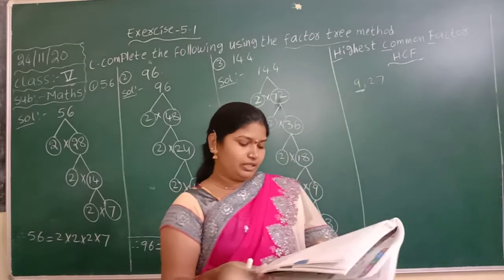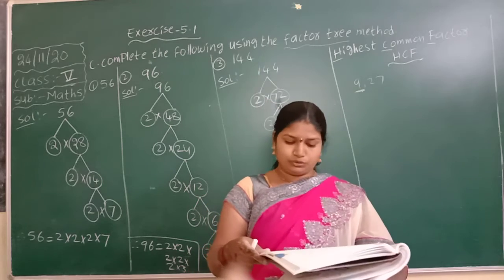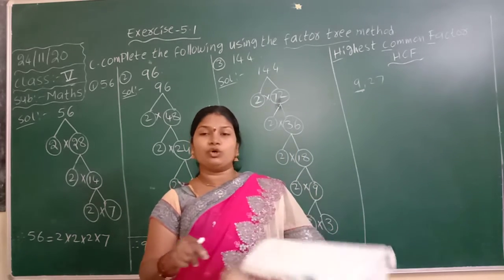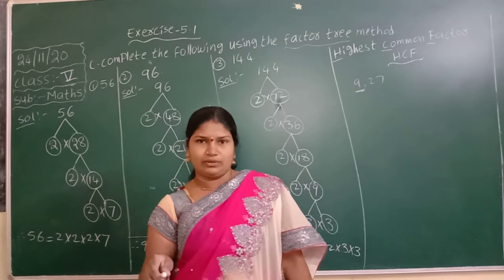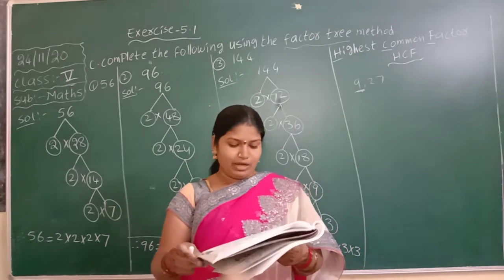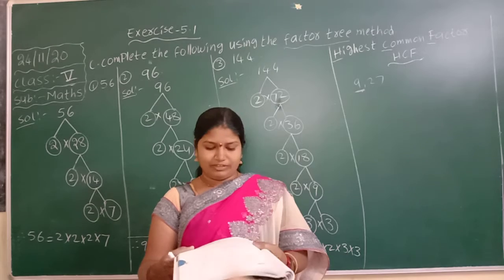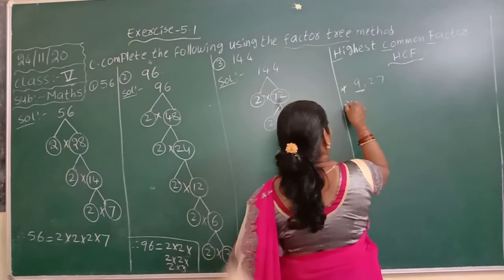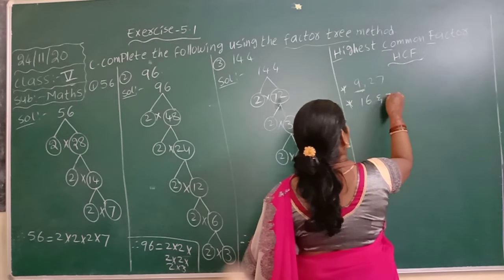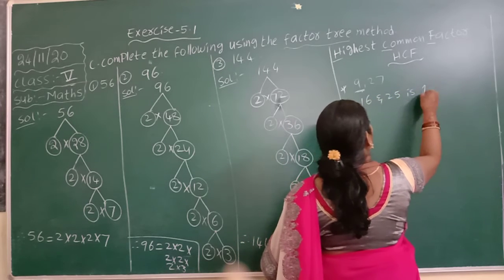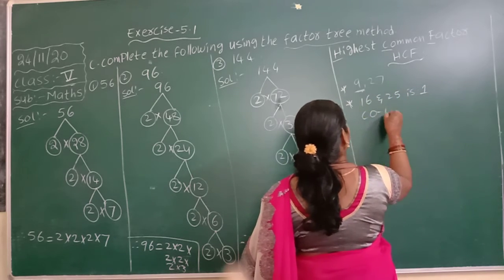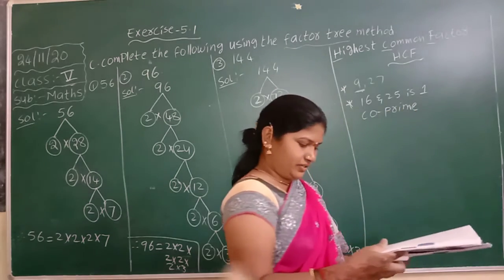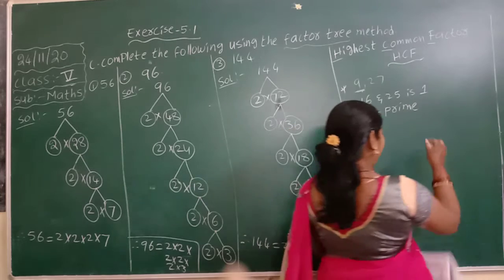The next one: if the HCF of two numbers is 1, they are called co-prime numbers. The HCF of 16 and 25 is 1. So these are known as co-prime numbers.